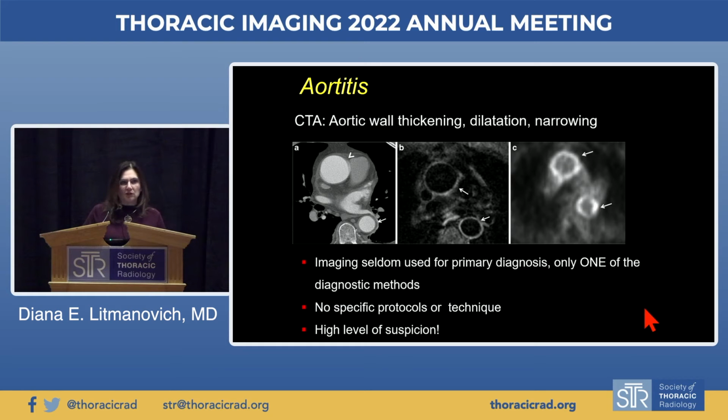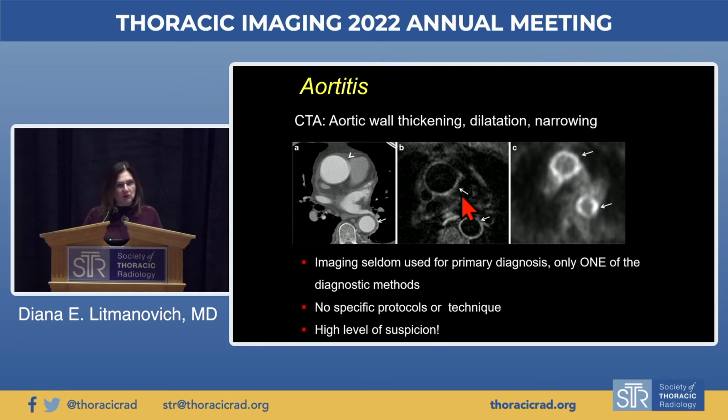If we're talking about aortitis just for a moment, and I really try to think about aortitis for this particular lecture as a case that might lead to an aneurysm, we are looking at a few points. We are looking at the aortic wall thickening, the diameter of the aorta, and the potential narrowing or stricture. Now, imaging is very rarely done for aortitis as a primary diagnosis. It's usually just one of the diagnostic methods, and there are no specific protocols or techniques that we use specifically to image aortitis. When we have a high level of suspicion, we can identify that.